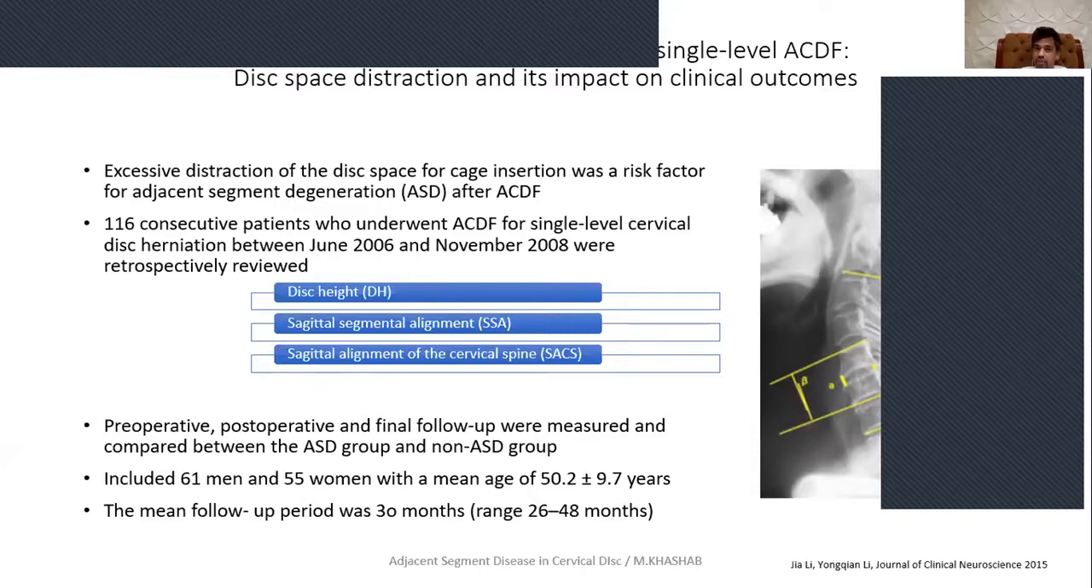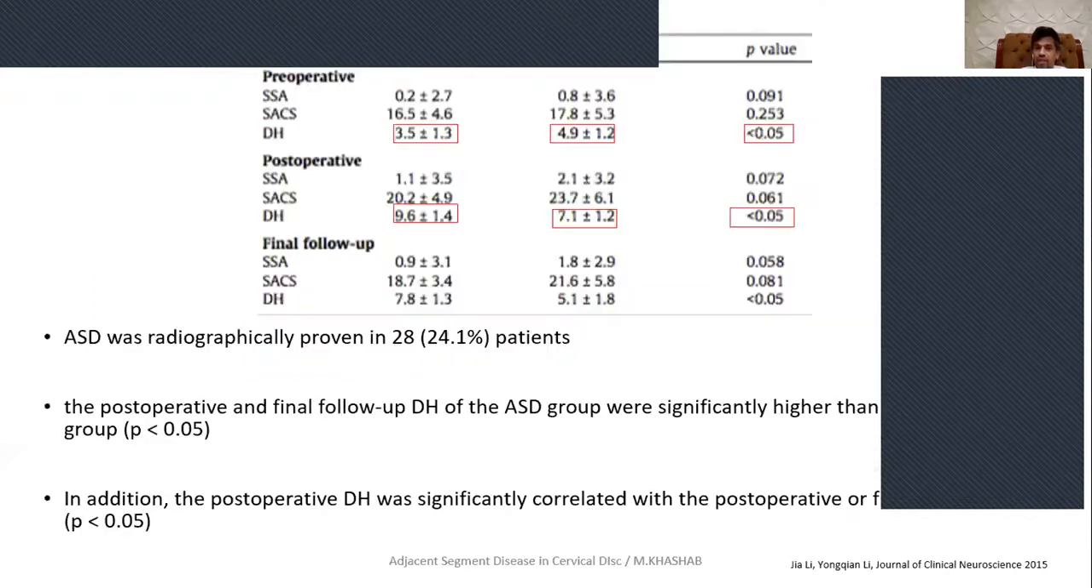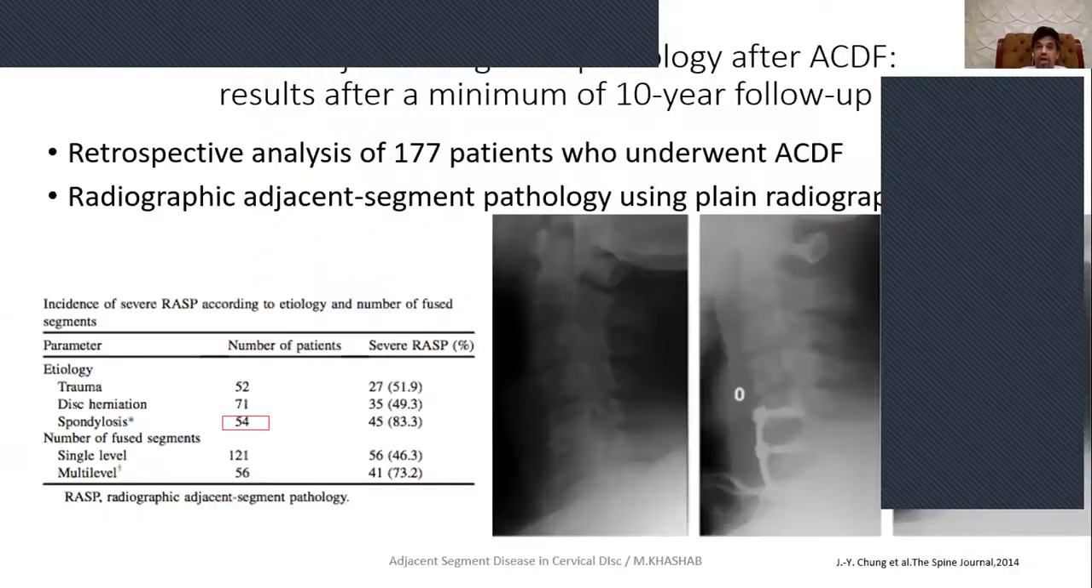They found that disc height is an important predictor. If you get a patient with a disc height that is over distracted, that's actually going to increase the chance of adjacent segment disease. So putting in the proper size of cage and restoring the disc height is ideal, but not over distracting. Otherwise, you're going to end up with a higher rate of adjacent segment disease.